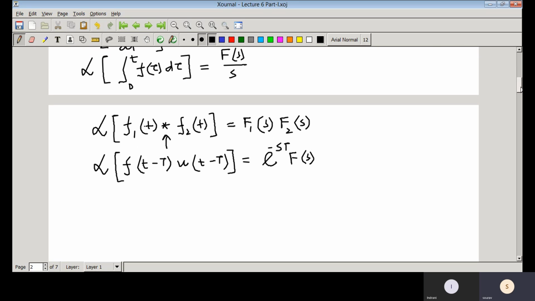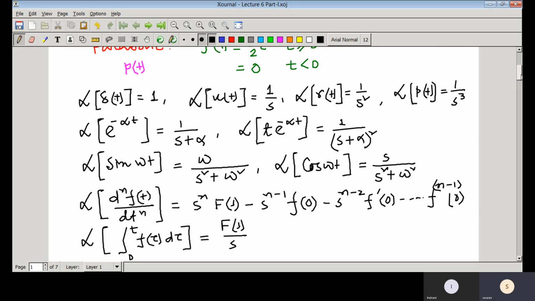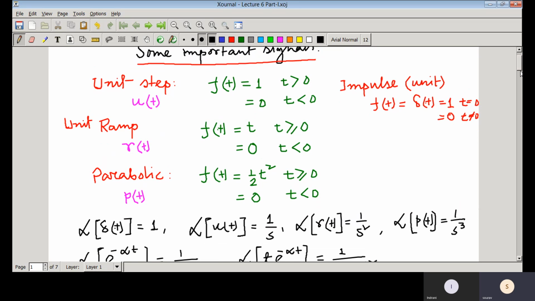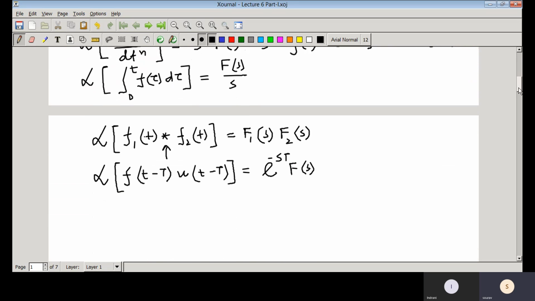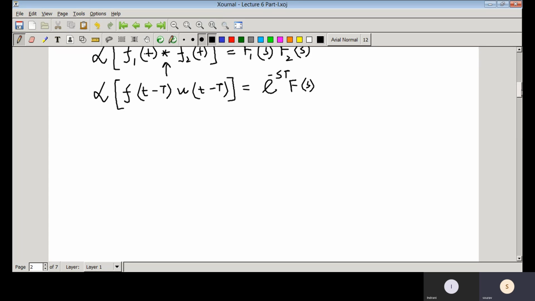So these are the Laplace transforms of some standard functions that we will be using throughout our control systems course. And here we have some standard signals. These are the definitions. I hope you all know those things. Here I am discussing it just for recapitulation. And then one important theorem I am going to discuss is the initial value theorem. Again, you have studied it in the signals and networks course.